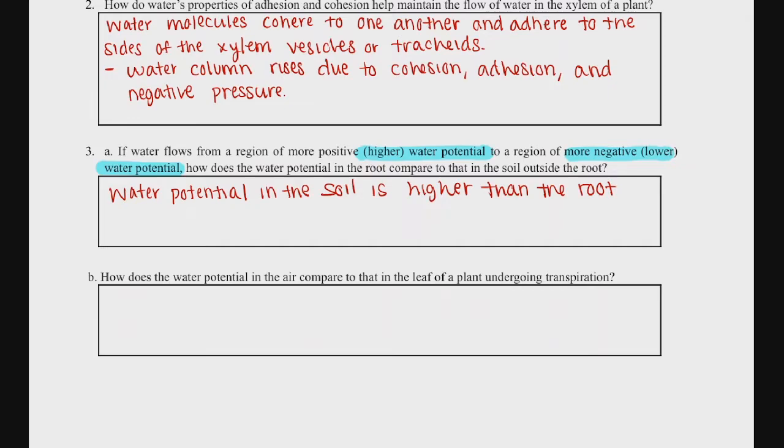Okay, cool. So B, how does the water potential in the air compare to that in the leaf if a plant is undergoing transpiration? If transpiration is occurring, then the air must have a lower water potential than the leaf.